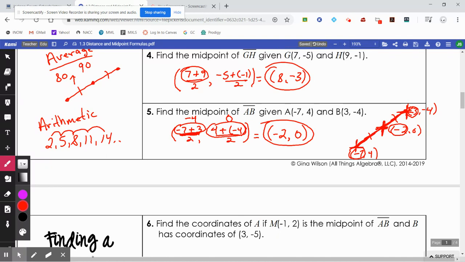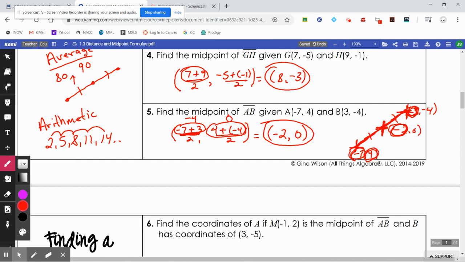Because if you notice, from -7 to -2, you add 5, and from -2 to -3, actually, did I write down the wrong? That should be a +3 there, my bad. From -7 to -2, you add 5. From -2 to +3, you add 5 again. And notice your y values.